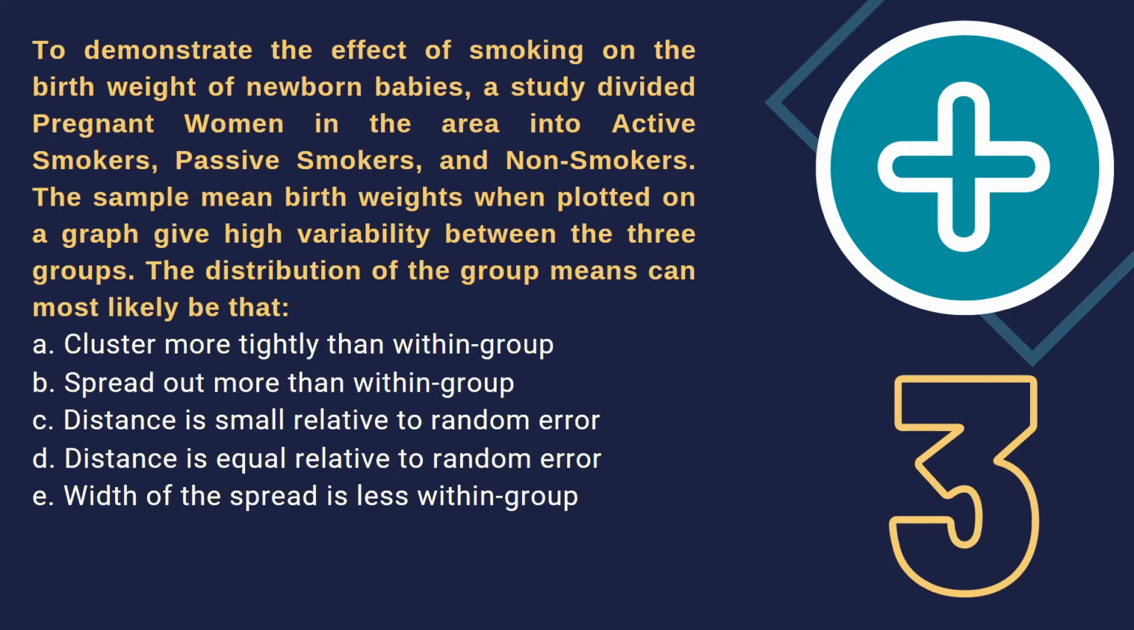Demonstrate the effect of smoking on the birth rate of newborn babies. A study divided pregnant women in the area into active smokers, passive smokers, and non-smokers. The sample mean birth rates, when plotted on a graph, give high variability between the 3 groups. The distribution of the group means can most likely be A, cluster more tightly than within group, B, spread out more than within group, C, distance is small relative to random error, D, distance is equal relative to random error, and E, the spread is less within the group.